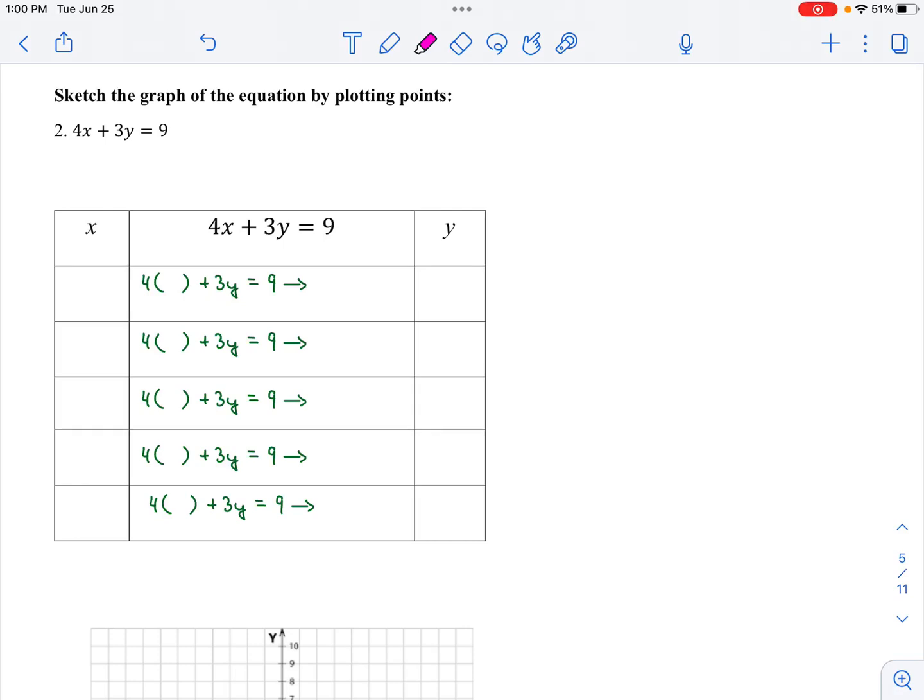Hello class, in this video I'm going to be showing you how to sketch the graph of an equation by plotting points. Let's begin. I'm going to sketch the graph of the equation 4x + 3y = 9.